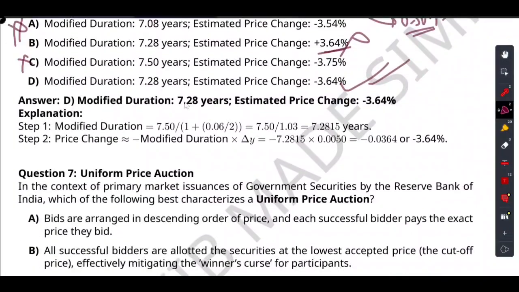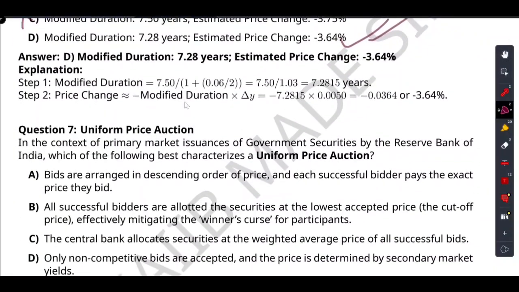Now question number 7, we have a very good question related to the uniform price auction. In the context of primary market issuance of government securities by the Reserve Bank of India, which of the following best characterizes a uniform price auction? Option A, bids are arranged in descending order of price, and each successful bidder pays the exact price they bid. Option B, all successful bidders are allotted the securities at the lowest accepted price, effectively mitigating the winner's curse. Option C, the central bank allocates securities at the weighted average price. Option D, only non-competitive bids are accepted and the price is determined by the secondary market yield.